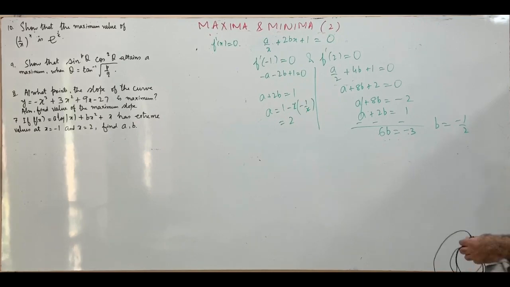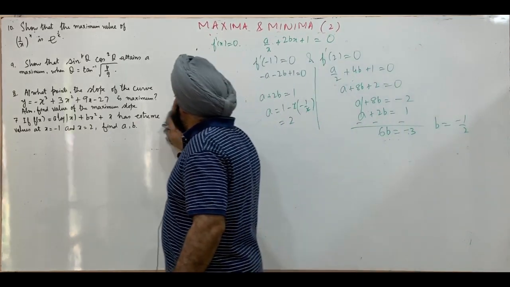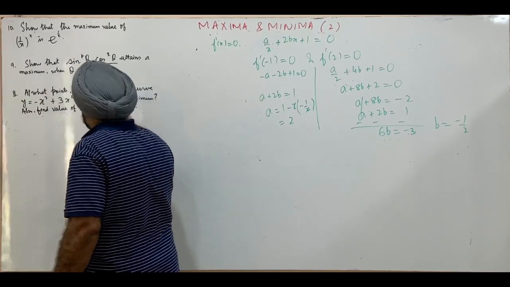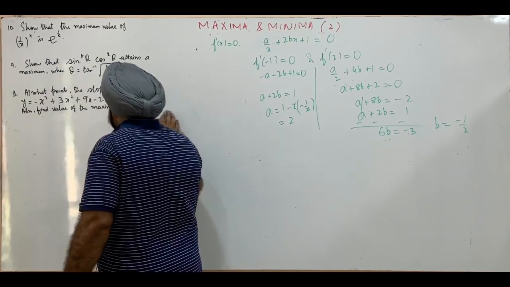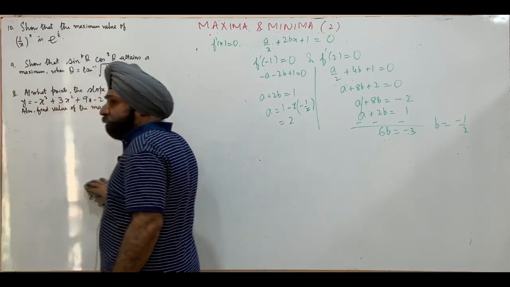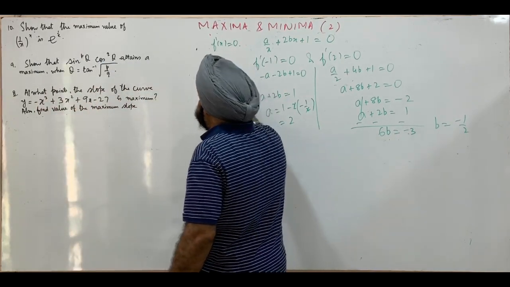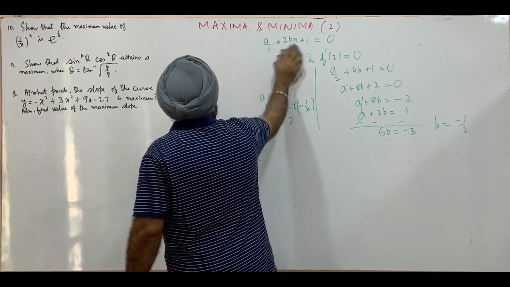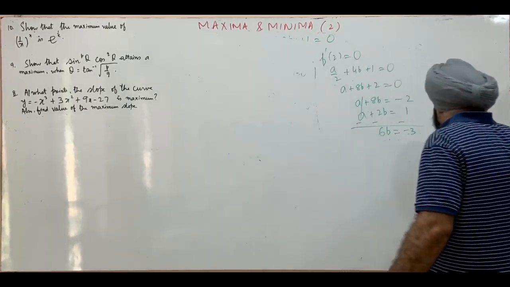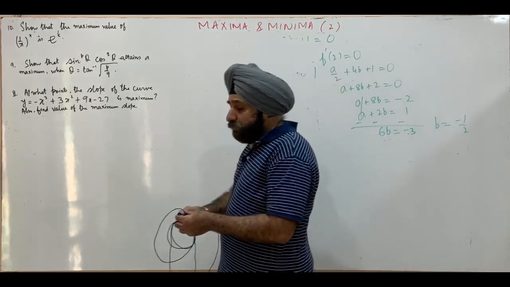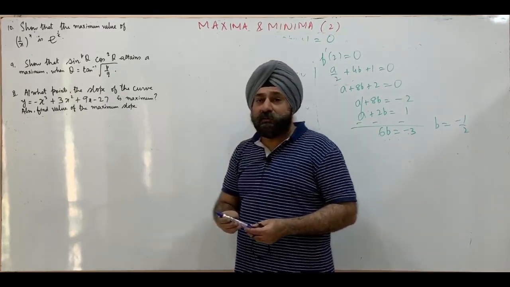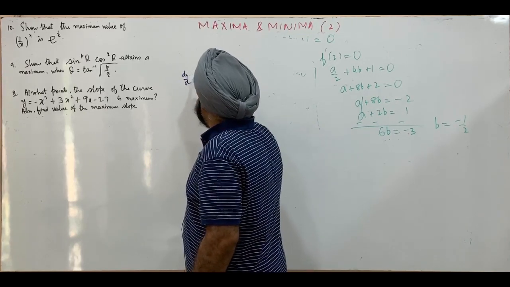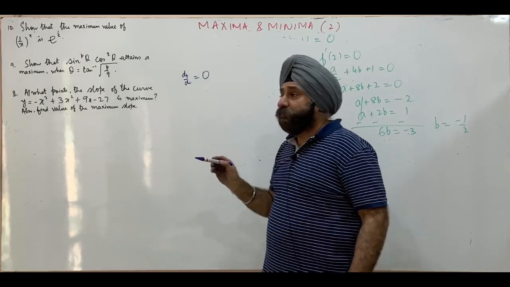Coming to the 8th question. Here we have to find out the points, at what points the slope of the curve is maximum, and we have to find the value of the maximum slope. So this is the equation of the curve. What gives us the slope of the curve? We know it's dy by dx.